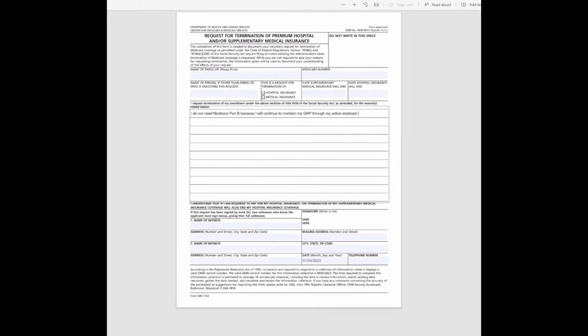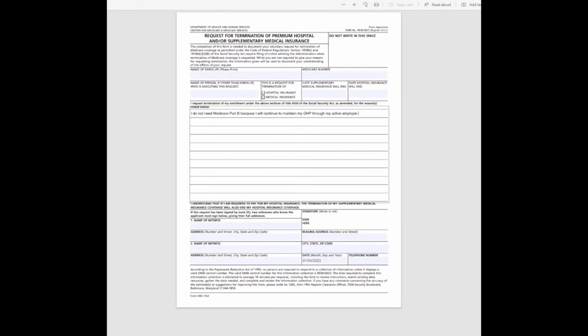Anytime it comes to health insurance, when you mail documents, it would behoove you to use tracking information. So whether it's USPS, UPS, FedEx, whatever you want to do, make sure that you can track it so that you have proof of the date that you mailed it.